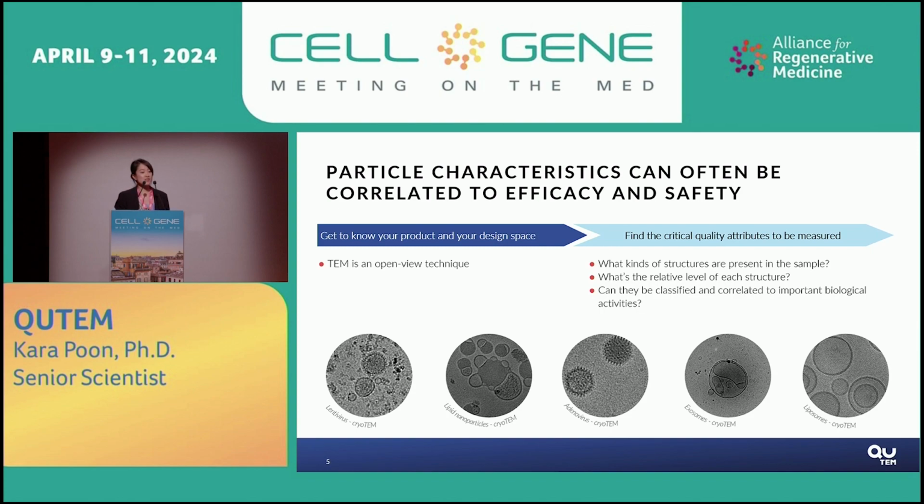So importantly, it's then the responsibility of you and I to decide what quality attributes you need to monitor throughout the entire process of your development. So these can be three questions like, what structures do you have in your sample? How much of them do you have? And can they be classified and also then correlated to important biological activities? So if we can answer these three questions for our clients, we are really proud that we can actually help them to build a really robust analytical method.